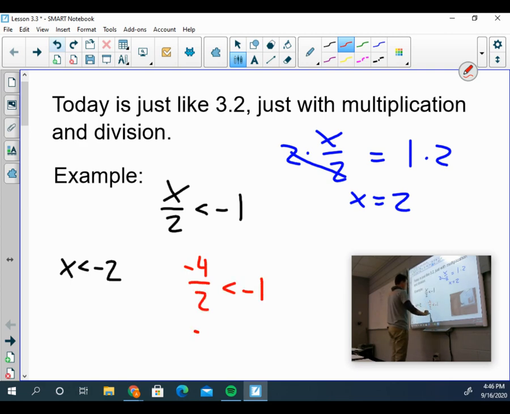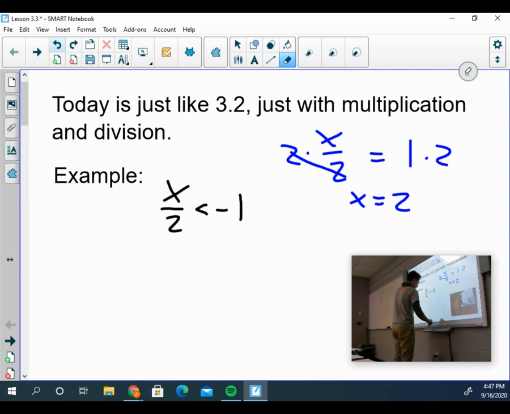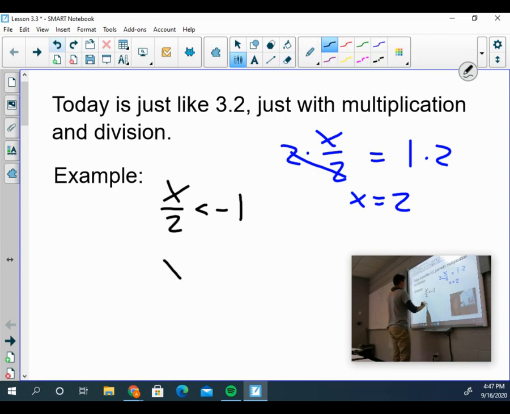Negative 4 divided by 2 is negative 2, which is in fact less than negative 1. Again, great way to check your work. Whatever you end up with, like x is less than negative 2, plug it back into the original or test some examples of that in the original inequality, see if it stays true. Now the other aspect of this: I did my work and solved this, and I got x is less than negative 2.